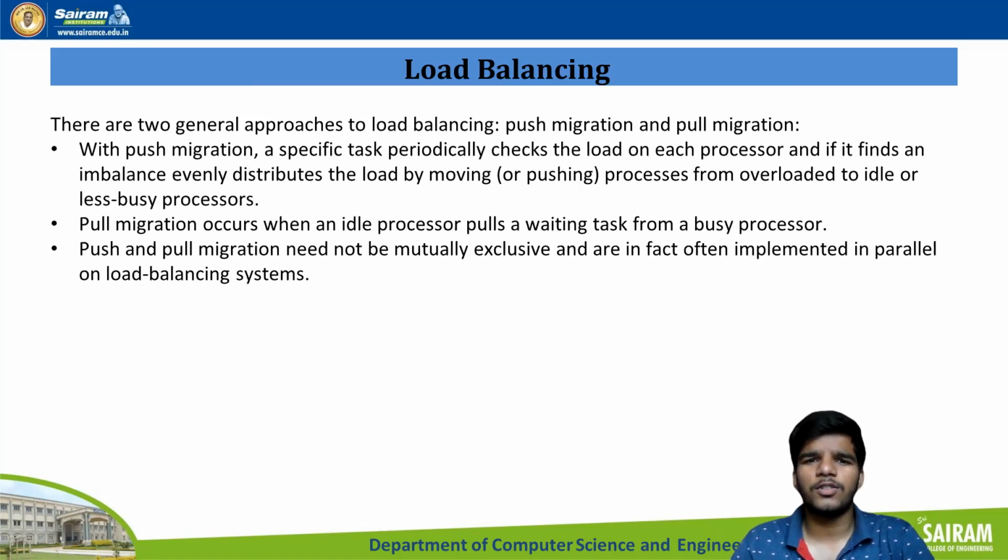There are two general approaches to load balancing: push migration and pull migration. With push migration, a specific task periodically checks the load on each processor, and if it finds an imbalance, it evenly distributes the load by moving processes from overloaded to idle or less busy processors. Pull migration occurs when an idle processor pulls a waiting task from a busy processor. Push and pull migration need not be mutually exclusive and are in fact often implemented in parallel on load balancing systems.